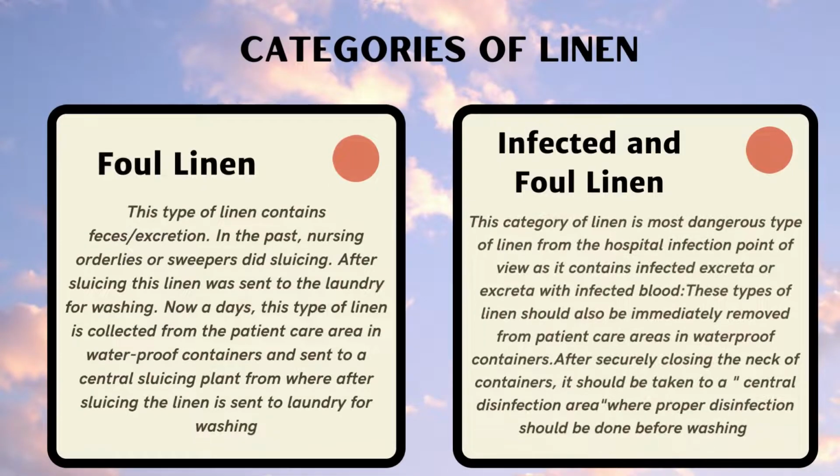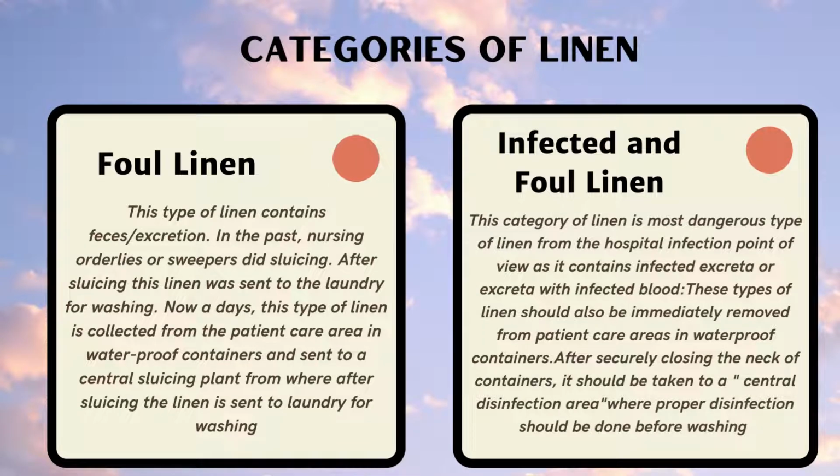Now the next two categories of linen are foul linen and infected and foul linen. This type of linen contains feces and excretion. If the patient does some excretion, then the linen becomes very foul. In the past, nursing orderlies or sweepers did sluicing. After sluicing, this linen was sent to the laundry for washing. Nowadays, this type of linen is collected from the patient care area in a waterproof container and sent to the central sluicing plant, from where after sluicing, the linen is sent to laundry for washing.